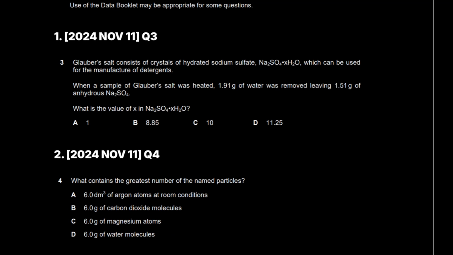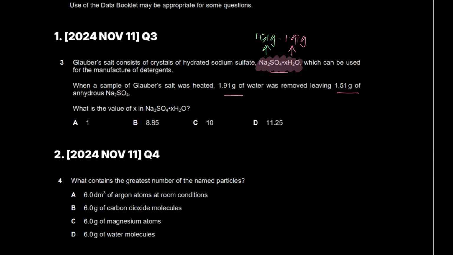Glauber's salt consists of crystals of hydrated sodium sulfate, which can be used for the manufacturing of detergents. And hydrated salt questions, we've already been doing them from O-levels and IGCSE. If you don't remember them, you can watch the videos on the portal. When a sample of Glauber's salt is heated, 1.91 grams of water was removed, leaving behind 1.51 grams of sodium sulfate, right? So this is the hydrated salt, and when you heat it up, how many grams of water is removed? 1.91 grams of water is removed. And how much Na2SO4 is left? It's about 1.51 grams of Na2SO4 is left.